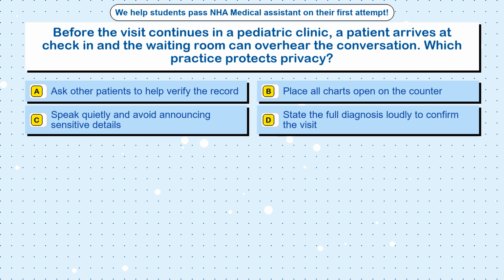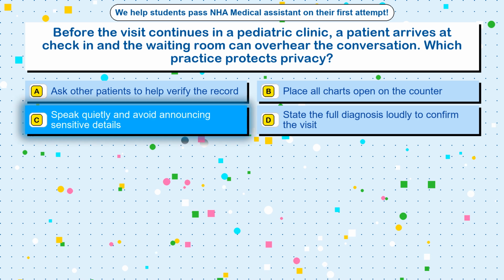Question 38. Before the visit continues in a pediatric clinic, a patient arrives at check-in and the waiting room can overhear the conversation. Which practice protects privacy? Option A. Ask other patients to help verify the record. Option B. Place all charts open on the counter. Option C. Speak quietly and avoid announcing sensitive details. Option D. State the full diagnosis loudly to confirm the visit.